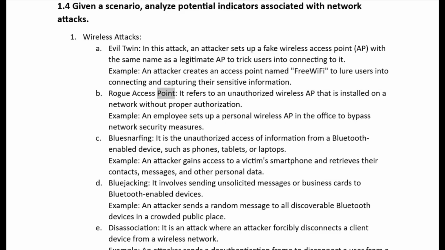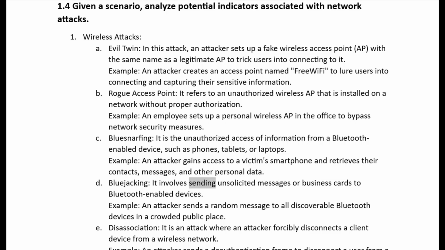Rogue access point. It refers to an unauthorized wireless AP that is installed on a network without proper authorization. Example, an employee sets up a personal wireless AP in the office to bypass network security measures. Bluesnarfing. It is the unauthorized access of information from a Bluetooth-enabled device, such as phones, tablets, or laptops. Example, an attacker gains access to a victim's smartphone and retrieves their contacts, messages, and other personal data.